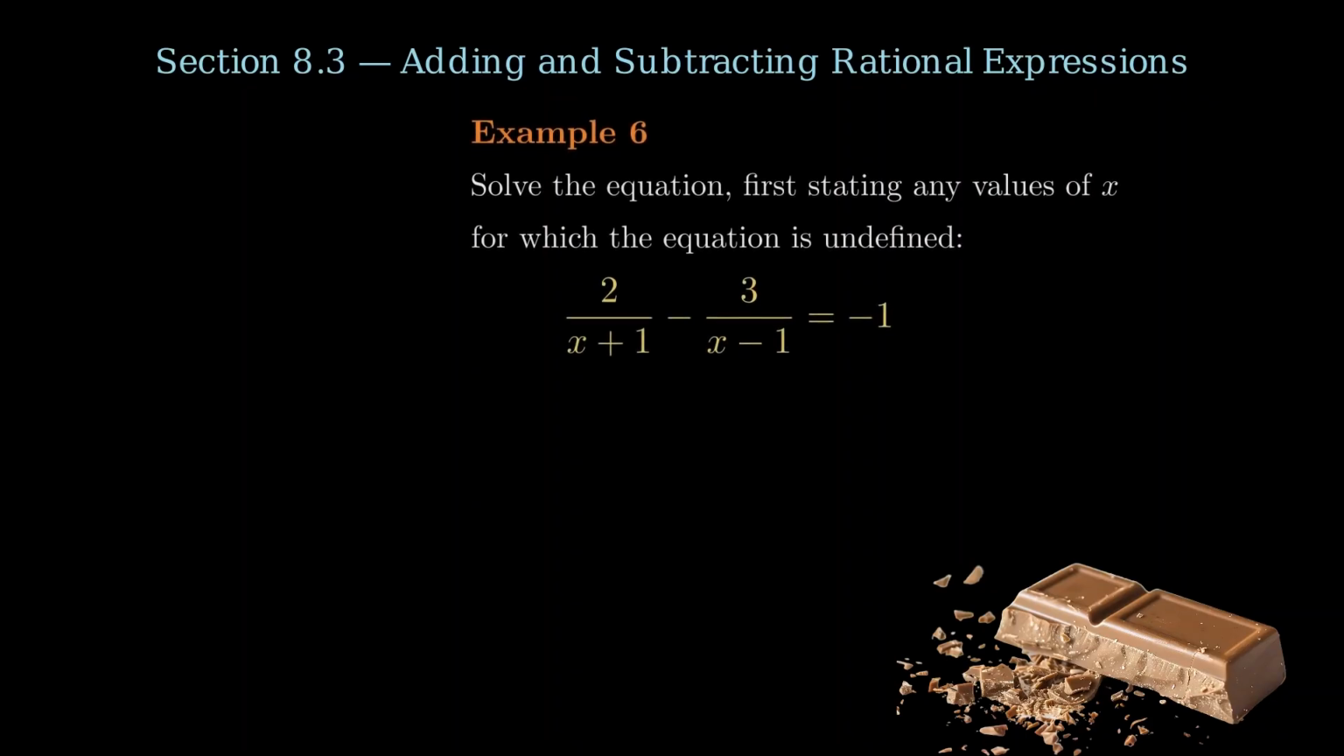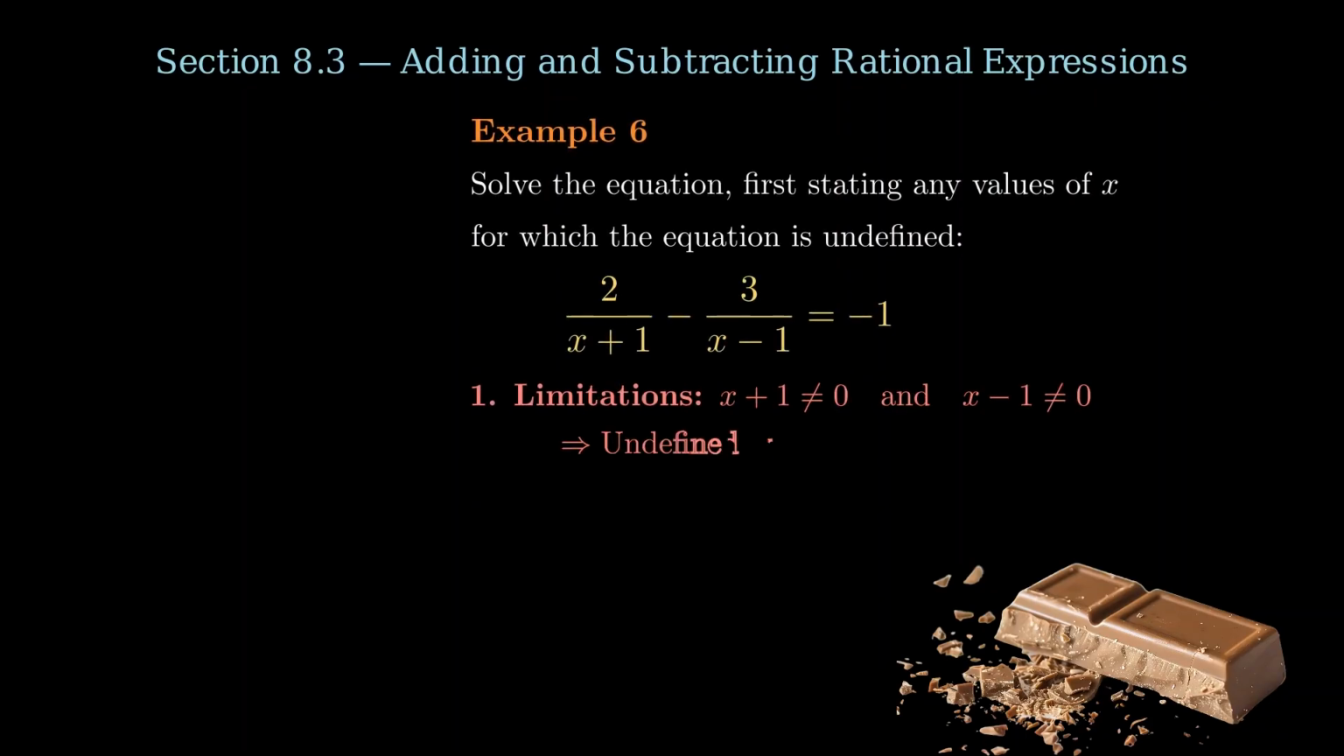Let's solve a complete fractional equation. Look at this expression. The question asks us to solve it, but first, we must state any values for which the equation is undefined. Since denominators cannot be 0, x plus 1 and x minus 1 cannot be 0. This gives us our initial limitations: x cannot equal negative 1 or 1.